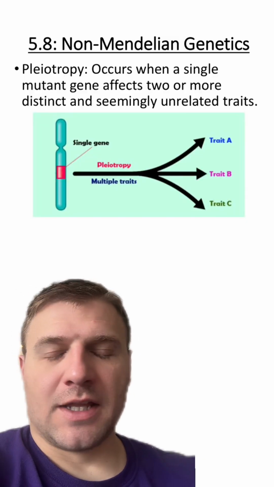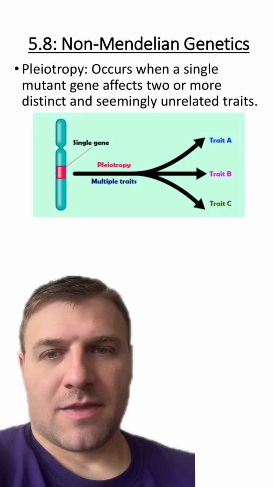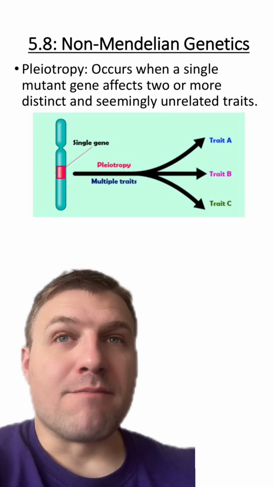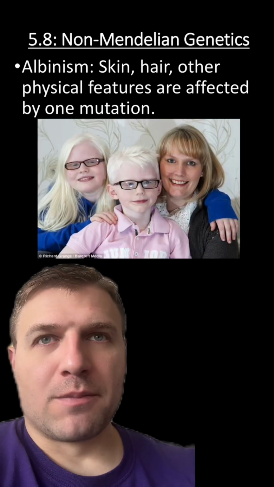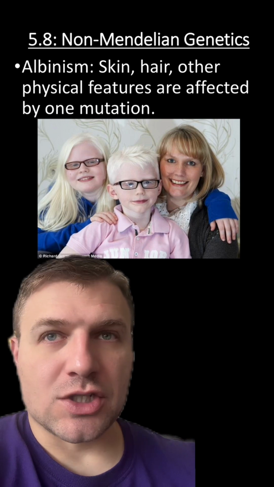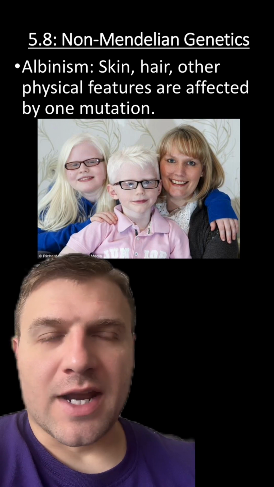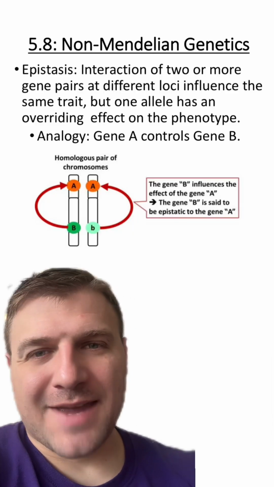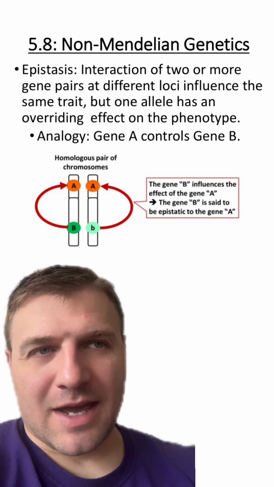Our next type of non-Mendelian genetics is called pleiotropy. This is where a mutation in one gene will have an effect on many different phenotypes. For example, people that have a mutation in a pigmentation gene are classified as being albino since one gene is affecting many different phenotypes. Our last type of non-Mendelian genetics is called epistasis.